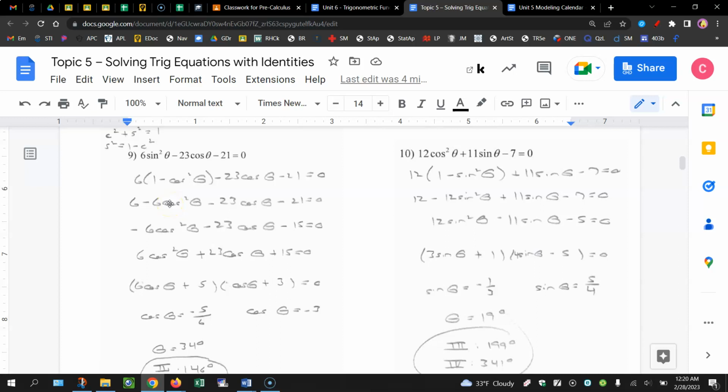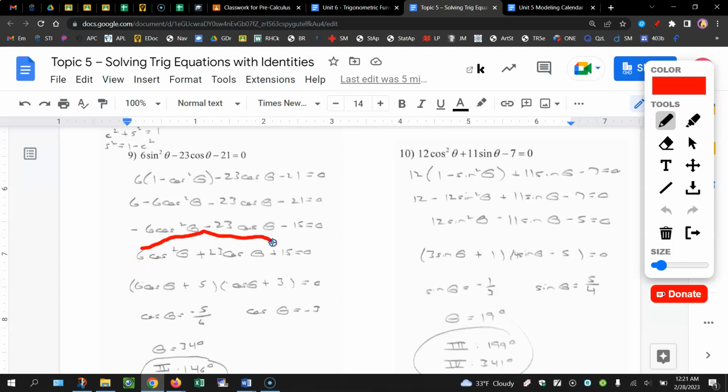Then it's a matter of you want to have this quadratic term positive. So I did some combining like terms here. 6 minus 21 is negative 15. And then if I were to move all of these terms to the other side, they'd all switch signs. Or I can think about multiplying this entire equation by negative 1 to get this quadratic term to be a positive.